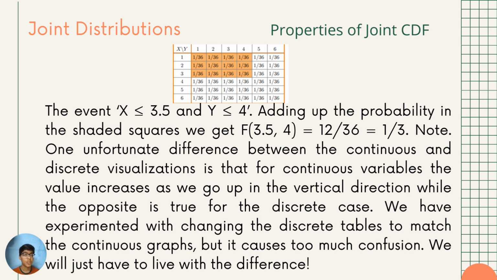Note one unfortunate difference between the continuous and discrete visualizations: for continuous variables, the value increases as we go up in the vertical direction, while the opposite is true for the discrete case. We have experimented with changing the discrete table to match the continuous graph, but it caused too much confusion, so we'll just have to live with the difference.